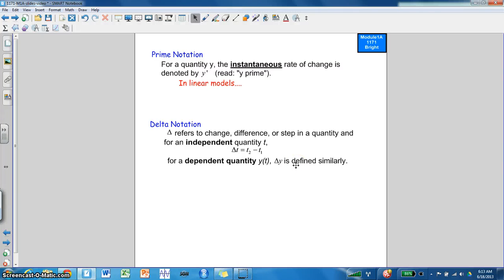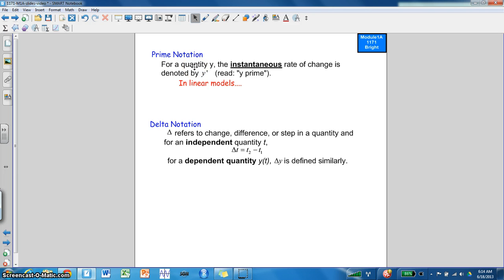In mathematics, we always need to be careful with notation. So in this video, we're going to discuss two types of notations. They are fairly closely related, but we do want to make some distinctions between them. The first one we call prime notation.